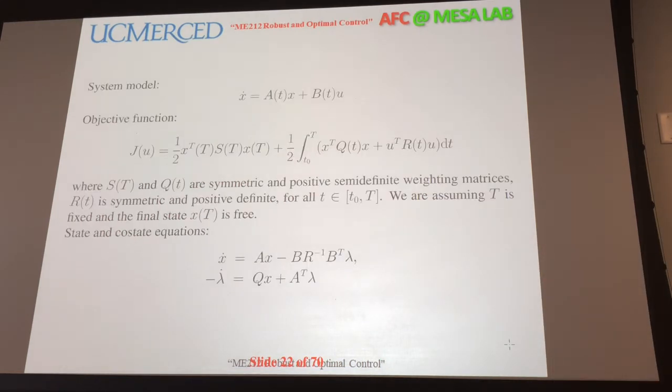So this is easy for everybody. Q, R, and S are just weighting matrices. This is a state cost, this is a control cost, and this is the terminal state energy, okay? Of course, all of these are symmetric and positive semi-definite, so we can mimic something called energy, okay?